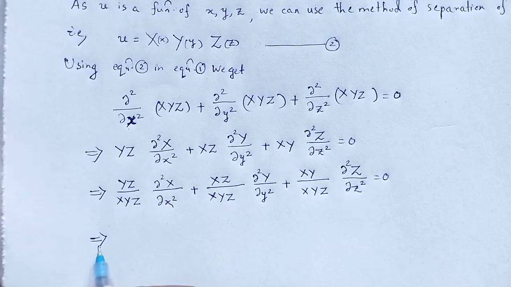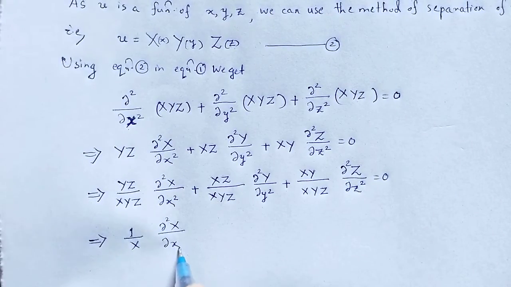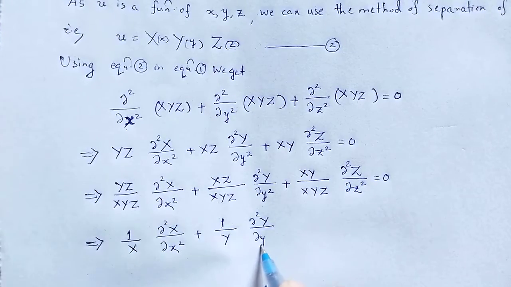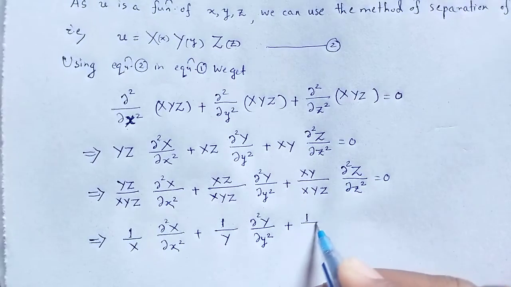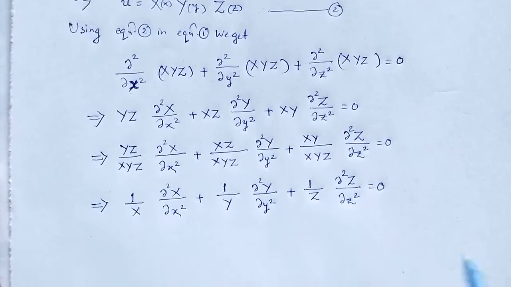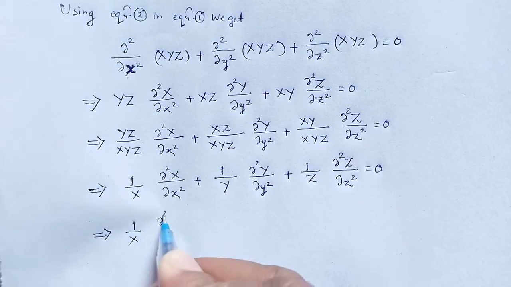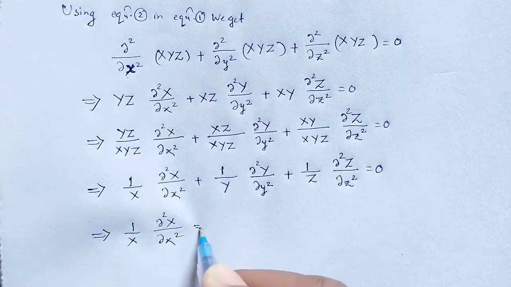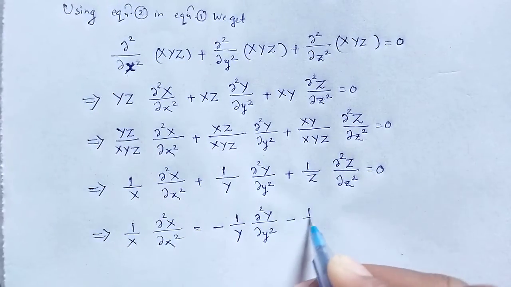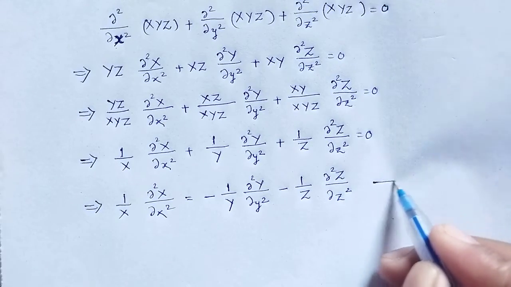which implies, YZ cancels out, 1 by X del 2X by del x2 plus XZ cancels out, 1 by Y del 2Y by del y2 plus 1 by Z del 2Z by del z2 is equal to 0, which implies 1 by X del 2X by del x2 is equal to minus 1 by Y del 2Y by del y2 minus 1 by Z del 2Z by del z2. Let me refer to it as equation number 3.